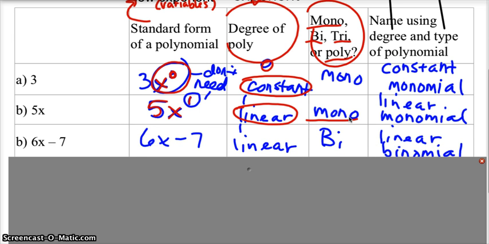Letter B. Letter B has two distinct pieces. We have a 6x and a negative 7, which is why it's referred to as a binomial. Thinking about the exponents, there's an exponent of 1 here, and we don't need to write it, but there's really an exponent of 0. It is in standard form because of the highest exponent and then the lowest exponent. Anything with a degree of 1 we call linear, linear binomial.